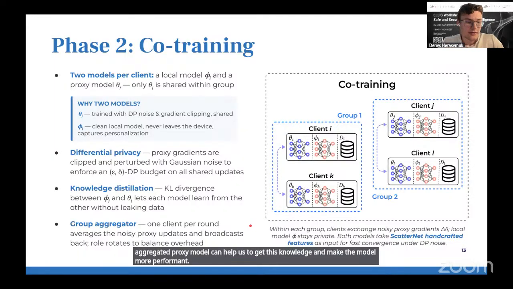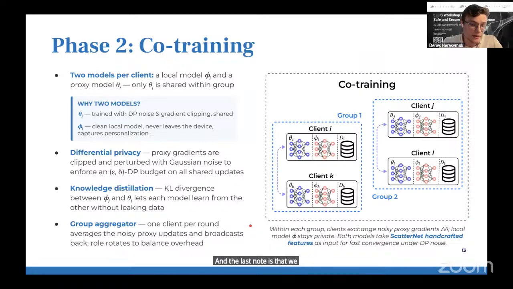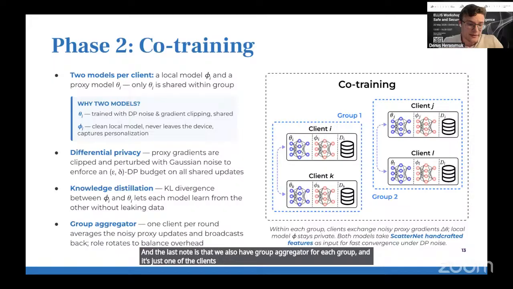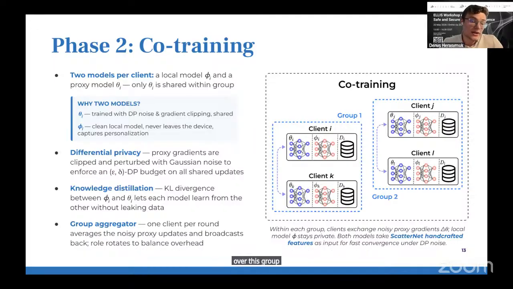And the last note is that we also have a group aggregator for each group, and it's just one of the clients that aggregates these models. And we rotate this role over this group, and we do this rotation just to balance overhead.